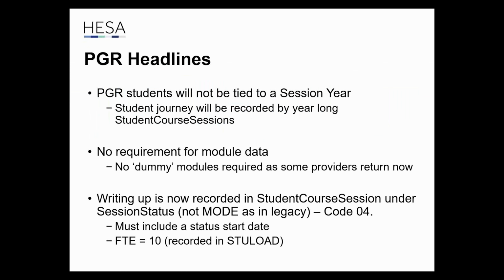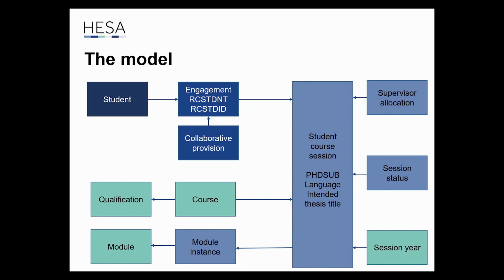So if we have a look at the model then and where some of the key fields for PGRs are returned, as I've already said, we don't have a session year return for PGR students. So that entity that links into the student course session that says the planned start and end dates for a year, that's not required. The same is true of the modular data. So we have these student course sessions recording the student's activity, and they don't need to be linked to the modules or session year information.